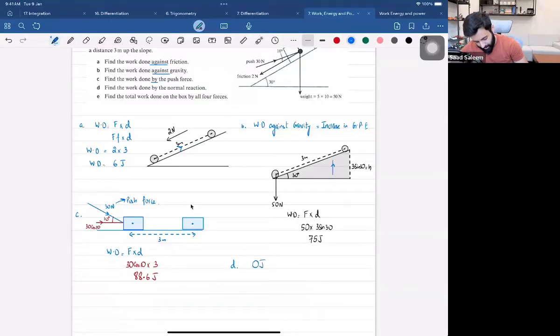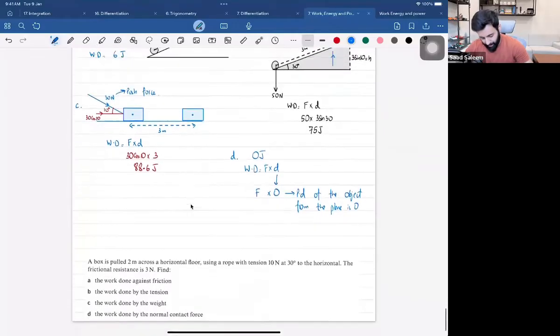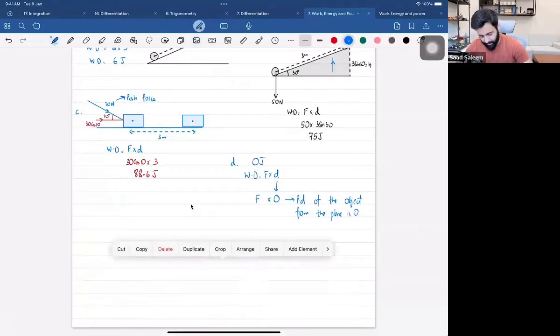Why is that? That's because work done is equal to force times distance. Now, whatever the force may be, the distance remains 0. Why? Because the perpendicular distance of the object from the plane is 0. Okay, so I hope this concept is clear. Now, the final part, and then I'll give you guys a question to solve.